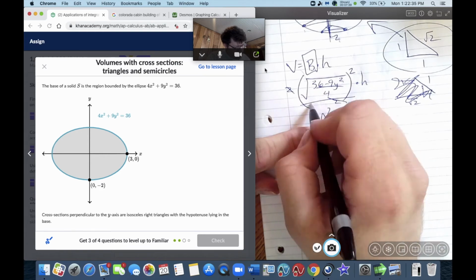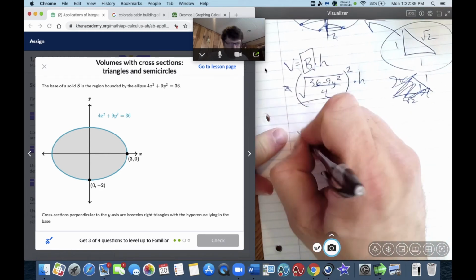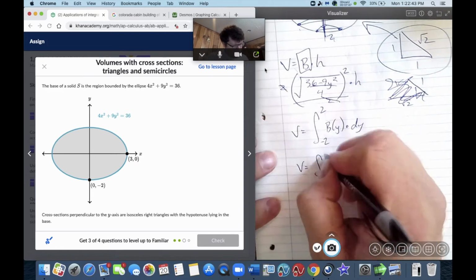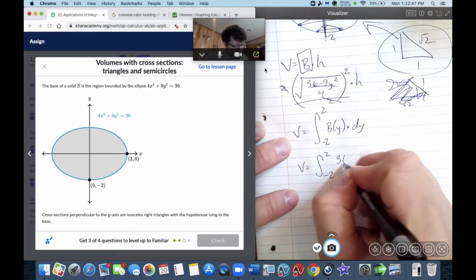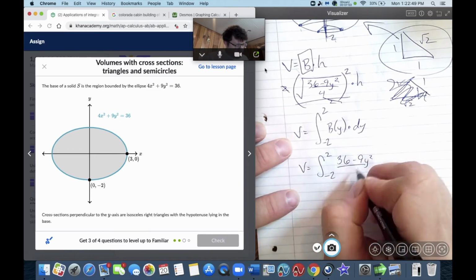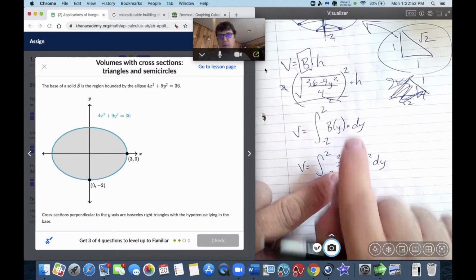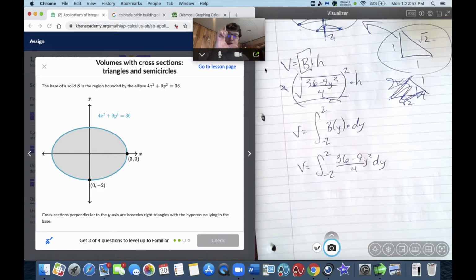The volume is the integral from -2 to 2 of (36 minus 9y squared) over 4 dy. Again, I don't need the square root because I'm squaring it. I'm squaring it because the base and height of that right half are the same, and I'm doubling it. So base times height divided by 2, but I'm doubling it, so just base times height. Wow, that's so nice.